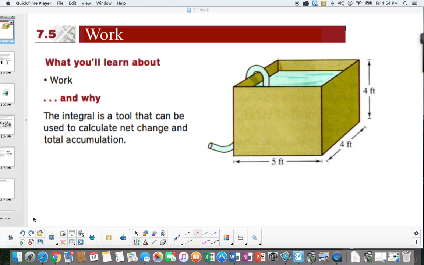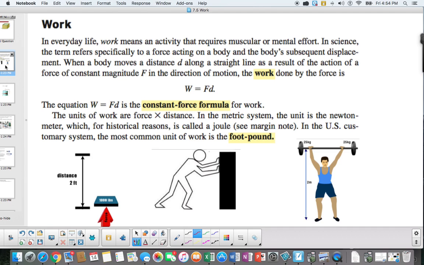Work is an application of the integral, and it will calculate net change and total accumulation. Work is defined to be force times distance, where the force is constant. So let's take a look at this demonstration here.